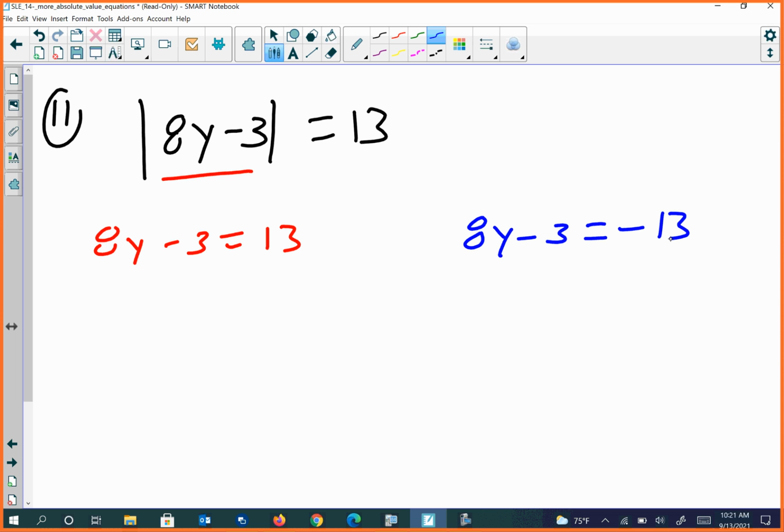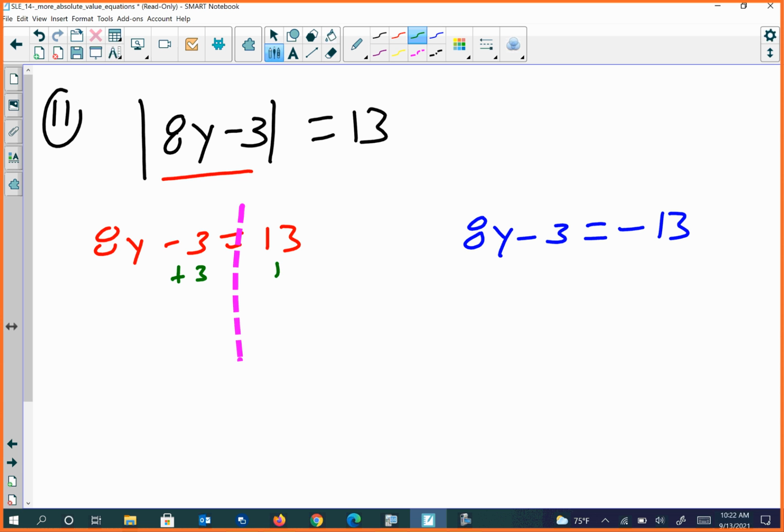So 13 is the only thing there. Notice the only difference between these two is that I changed the sign on the less yucky side. From there, we can go ahead and start solving them.